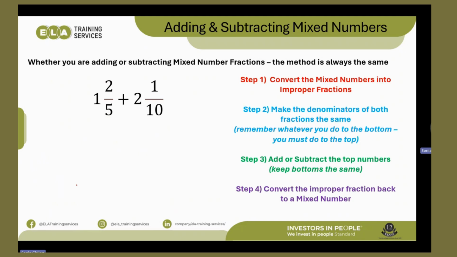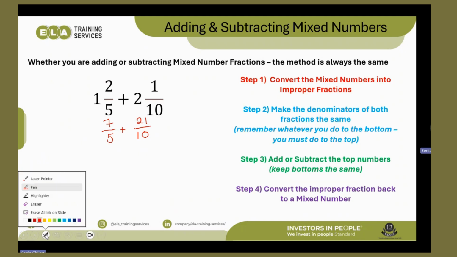Our first red step is to convert the mixed number fractions into improper. As we know, to convert a mixed number to an improper fraction, we do the whole multiplied by the bottom and then we add the top. So we do 1 multiplied by 5, which is 5, add 2, then becomes 7 over the original bottom, which is 5. And we're going to do exactly the same to the opposite side: 2 multiplied by 10, which is 20, add the 1, and we've got 21 over 10. So that's our first step done. We've converted them into improper fractions.